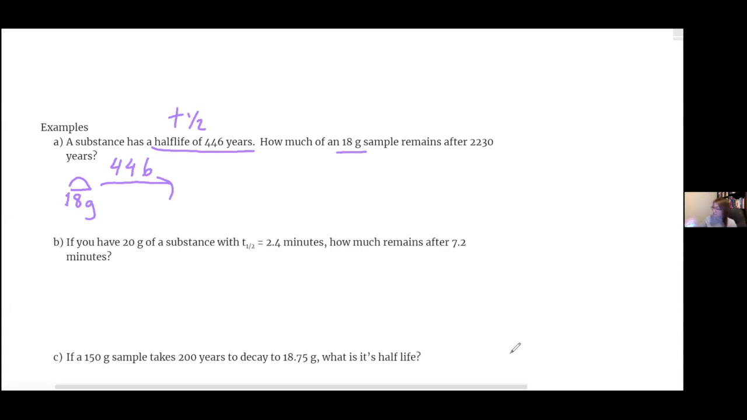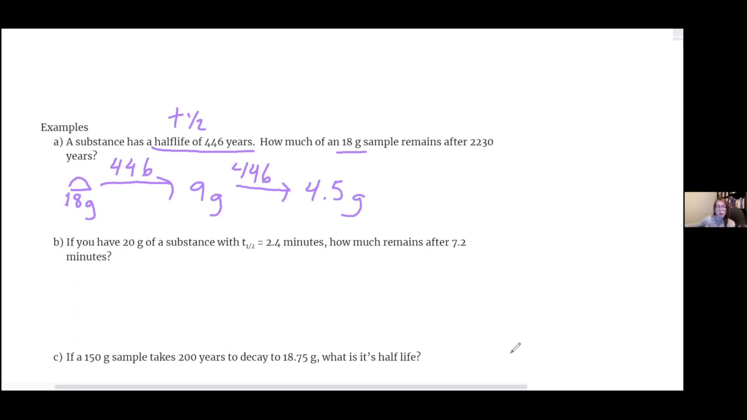18 cut in half means I have 9 grams. And I don't have to keep drawing a pile, but it's a pile of stuff that's half as big now. And if I were to draw another arrow, it would be another 446 years. That 9 grams would cut down to 4.5 grams, dividing by 2.